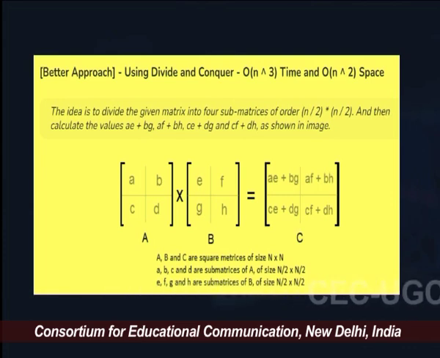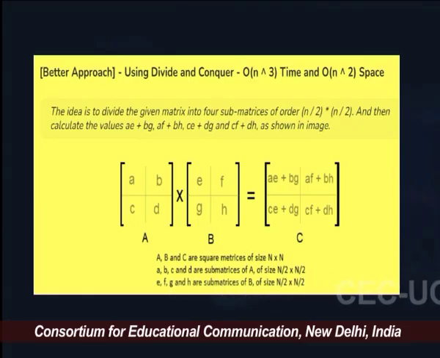in the image. Here, if you can see, A and B are the matrices, square matrices to be precise, of size n cross n. We are going to apply this approach on square matrices. So, A and B are square matrices, so C is also a square matrix. Then A, B, C and D are the sub matrices of A, and if you calculate the sub matrix size, this is going to be n by 2 cross n by 2. Similarly, E, F, G, H are also sub matrices of size n by 2 cross n by 2, and these are the sub matrices of B.